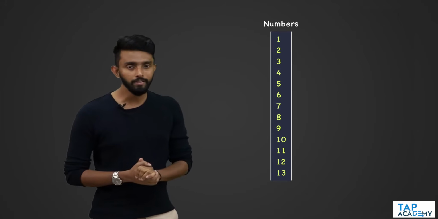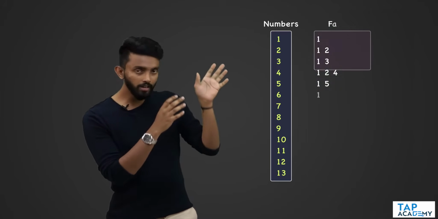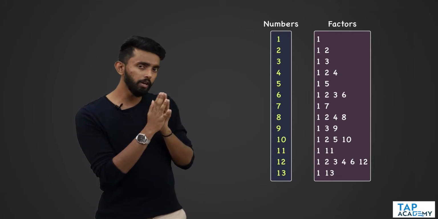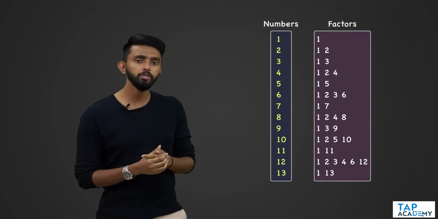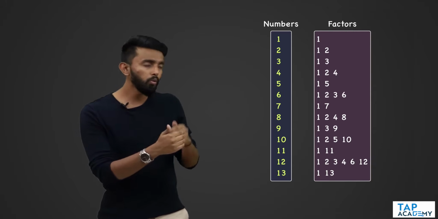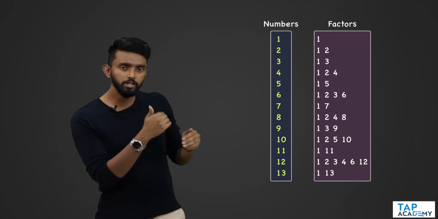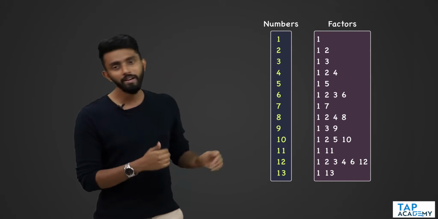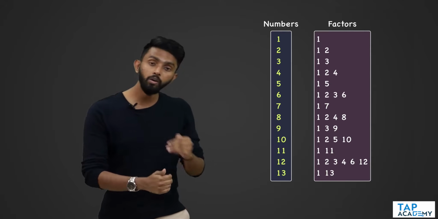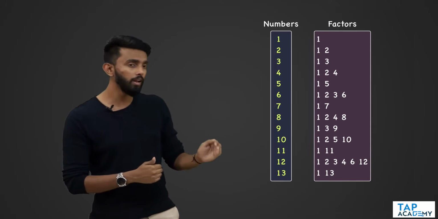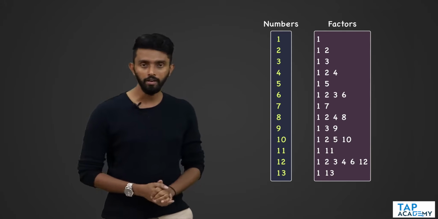I'm just listing few numbers maybe from 1 to 13 like this. On the other side I'm just listing down the factors. Now look at the factors. 1, which are the numbers which can perfectly divide 1? Only the number itself which is 1. 2 is 1 and 2, 3 is 1 and 3, 4 is 1, 2 and 4, 5 is 1 and 5, 6 is 1, 2, 3, 6, 7 is 1 and 7, 8 is 1, 2, 4, 8, 9 is 1, 3, 9, 10 is 1, 2, 5, 10, 11 is 1 and 11, 12 is 1, 2, 3, 4, 6 and 12 and 13 is 1 and 13, right?